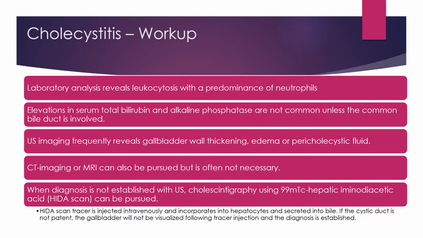Workup, as with the other entities: a leukocytosis or predominance of neutrophils is typical. Elevations in bili and alk-phos are not necessarily common unless there is involvement of the common bile duct with an obstruction. And ultrasound is the go-to, which can reveal gallbladder wall thickening, edema, or pericholecystic fluid. CT and MRI can be pursued, but likewise are usually not absolutely necessary.